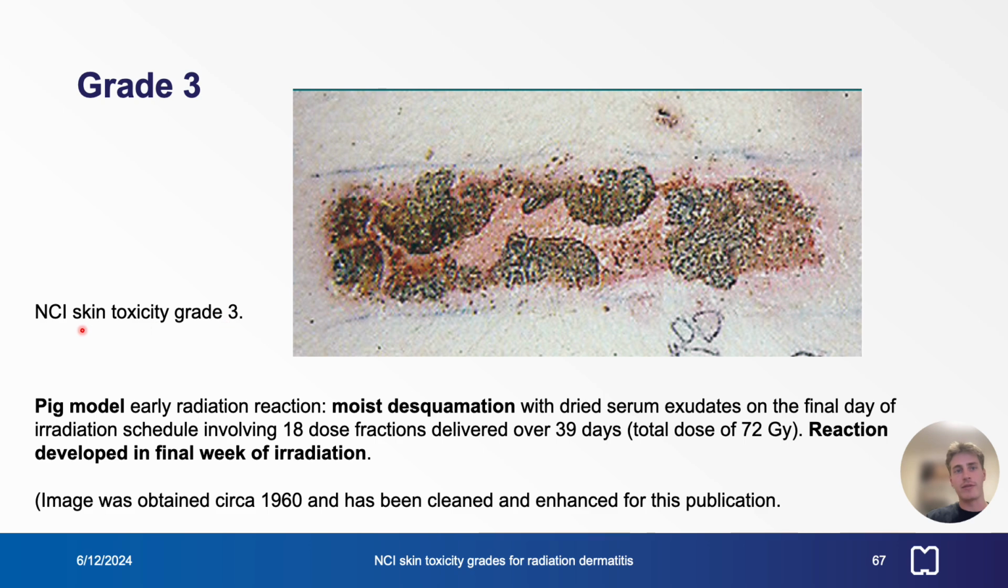Shown here is a grade 3 skin toxicity in a pig. And you can see moist desquamation where dry serum exudates on the final day of a radiation schedule that involved 18 dose fractions delivered over 39 days, delivering a total dose of 72 gray. This reaction developed in the final week of irradiation. And note that the image was obtained in around 1960 and has been cleaned and enhanced for the review publication.